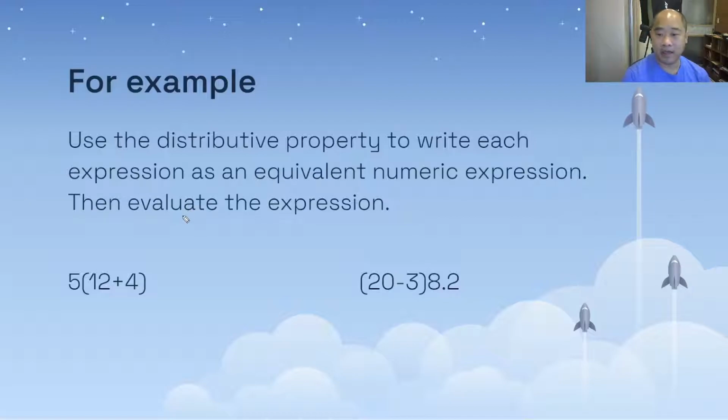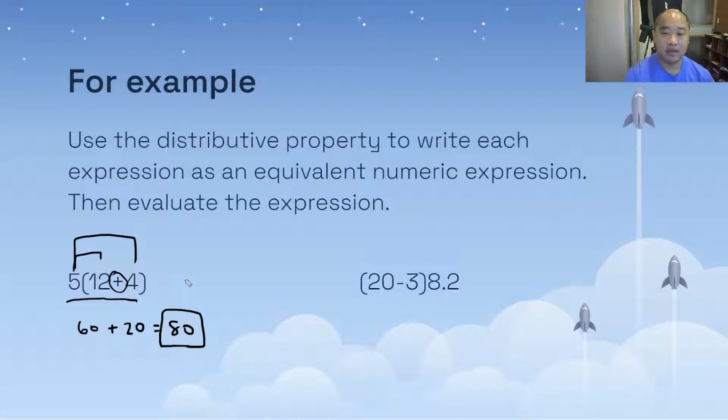So we have an expression here, right? This is everything that's on one side of the equal sign. So we want to find an equivalent expression, which means basically what's on the other side of the equal sign, right? So what does this equal? And we're going to use the distributive property. Well, 5 times 12 is 60. And to that, we're going to add 5 times 4, which is 20. So that's 80. 80 is an equivalent numeric expression.